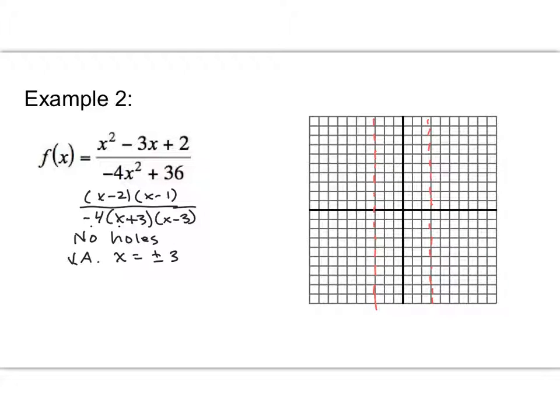Okay, and then horizontal asymptotes. We have to look at the degree of the numerator and the degree of the denominator. Since they're equal, it's going to be the ratio of my leading coefficients. In my numerator I have an invisible 1, and in my denominator I have negative 4. So that makes my horizontal asymptote at y equals negative 1/4. That's about here. Good enough for government work.